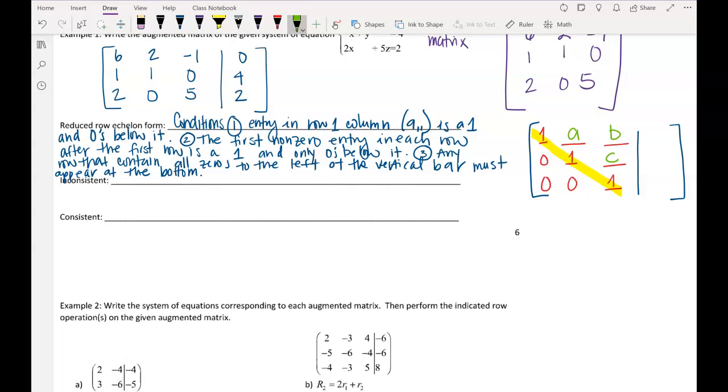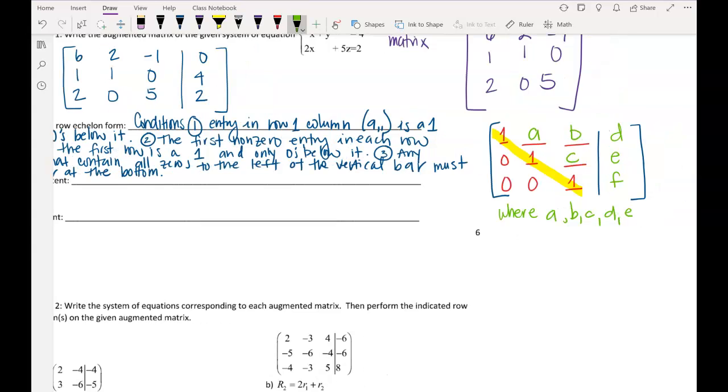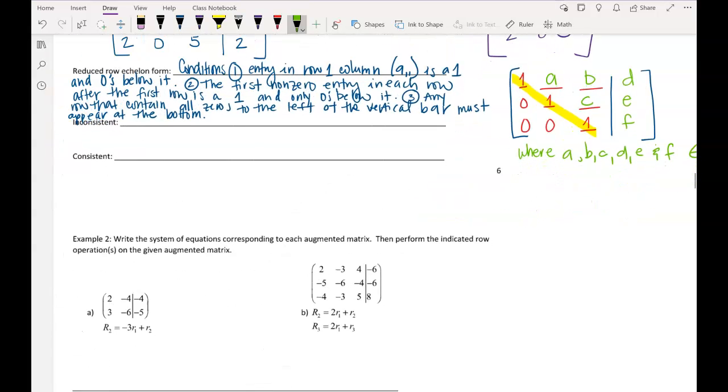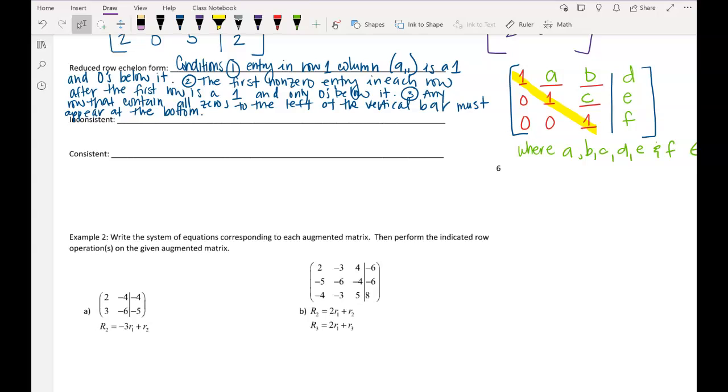Now we have the constants on the right side. It can be anything it wants to be, so let's just use the variables D, E, and F, where A, B, C, D, E, and F are all in the set of real numbers. I mean, they can be anything they want to be, okay? All right, inconsistent is when the system of equations don't meet.